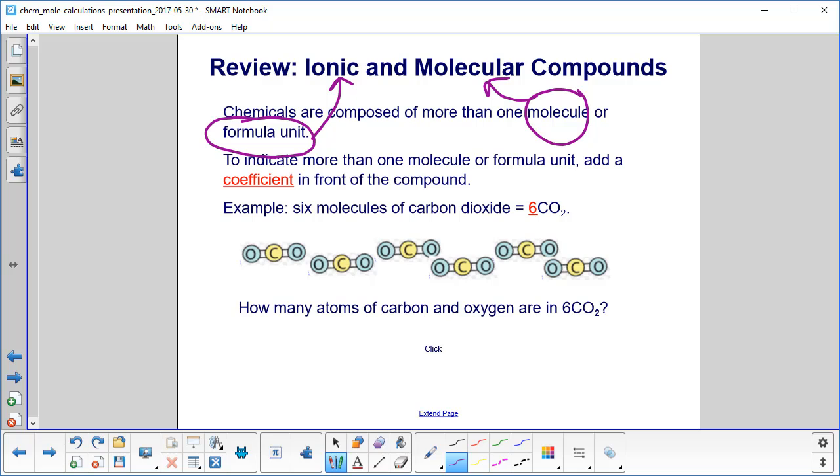To indicate more than one molecule or formula unit, add a coefficient in front of the compound. Coefficients are integers: 1, 2, 3, 4, 5, 6, etc. So right here, we have 6 molecules of carbon dioxide. You can count them. How many atoms of carbon and oxygen are in 6 carbon dioxide molecules? Well, you can either count each one or just use this. For carbon, you multiply the 6 times 1 carbon, you get 6 carbon atoms. And for oxygen, 6 times 2, because there are 2 atoms in the molecule, 6 times 2 is 12.